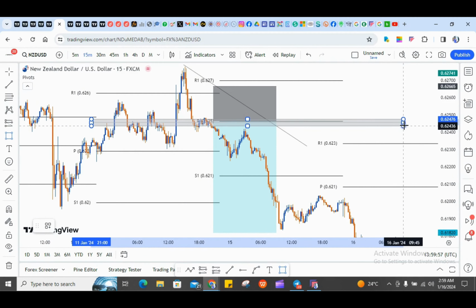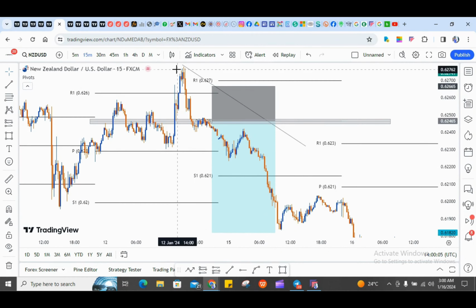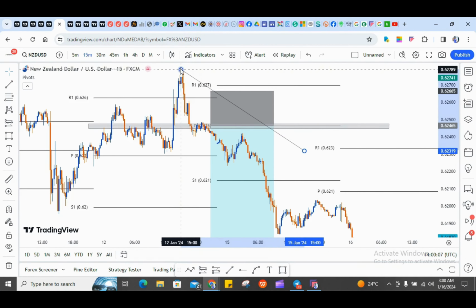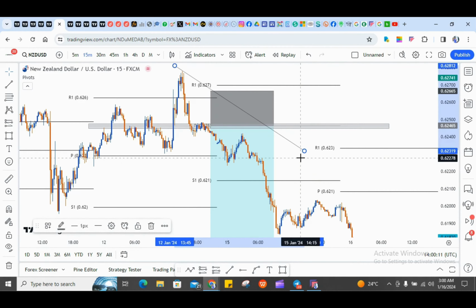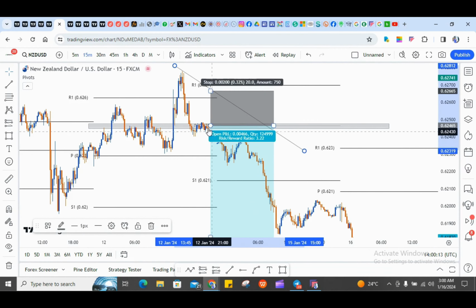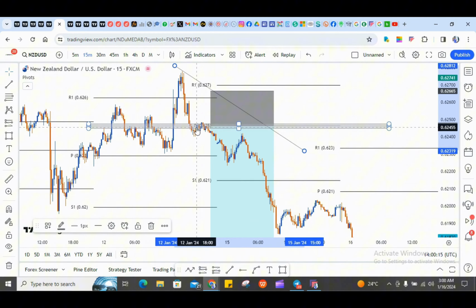Now, get it straight. It may not always work all the time, like I said. So this is my pivot point. I'm just going to draw my trend line from here. Just look for a major high, then from there draw my trend line coming down towards a pivot point. Now this is my pivot point.